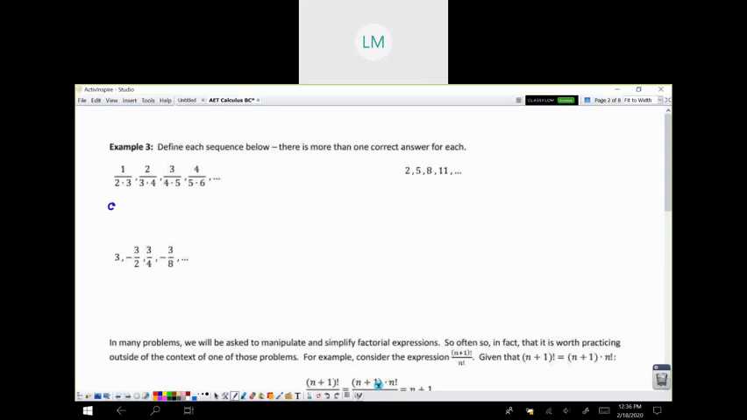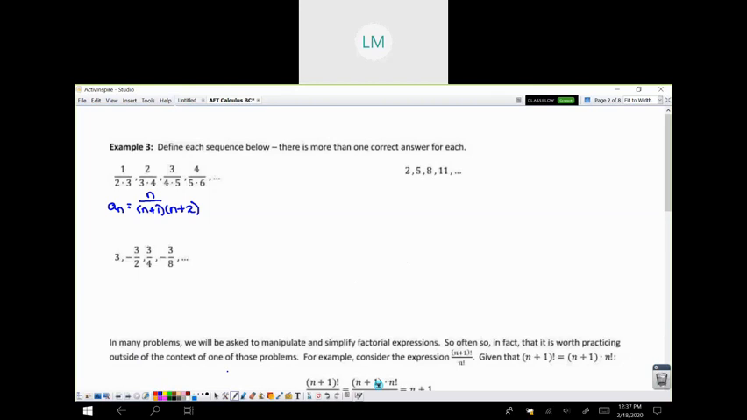Now, as you work through these, don't try to take the whole thing at one point. Look at each individual part. It'll make it much easier. So I can see in this first one that my numerator is changing by n. And then my denominator changes by n plus 1 times n plus 2.